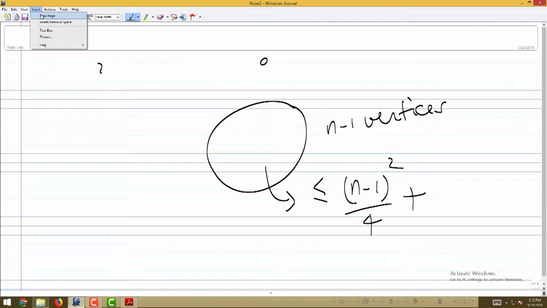Okay, so I think I'll go back to my slide. The simple trick here is something very useful. You don't delete one vertex, you delete two vertices, and you delete two vertices which are adjacent, and then you get some handle on it and you can do something.